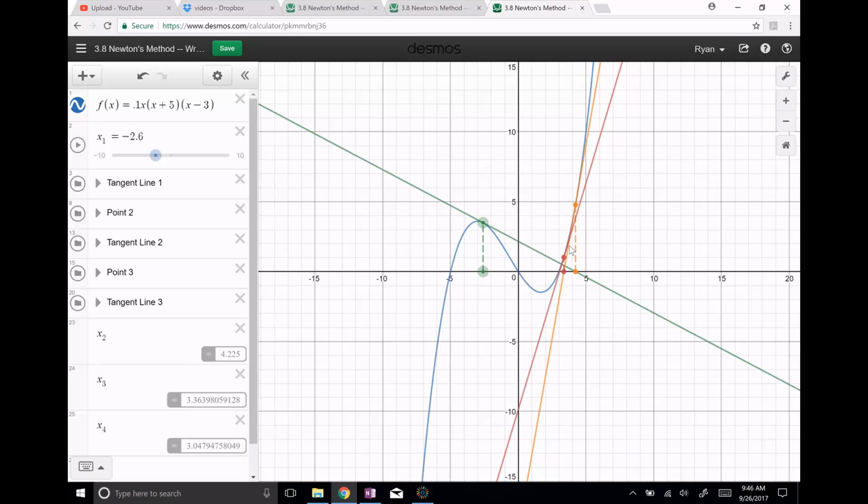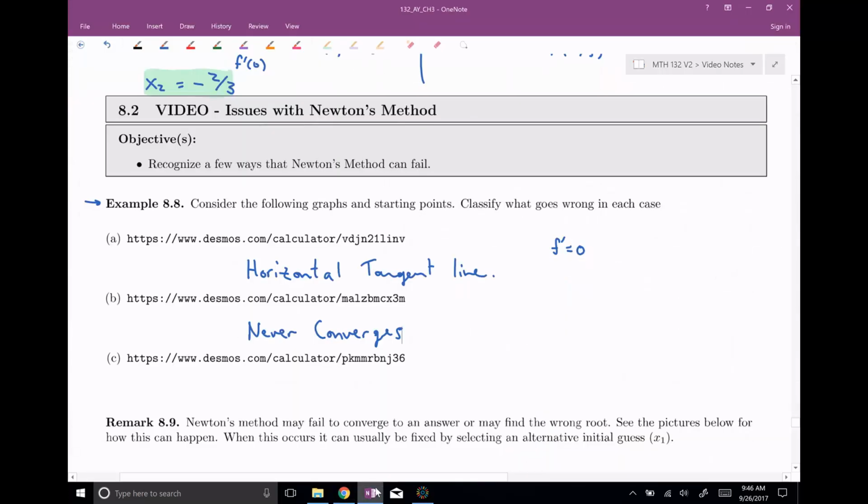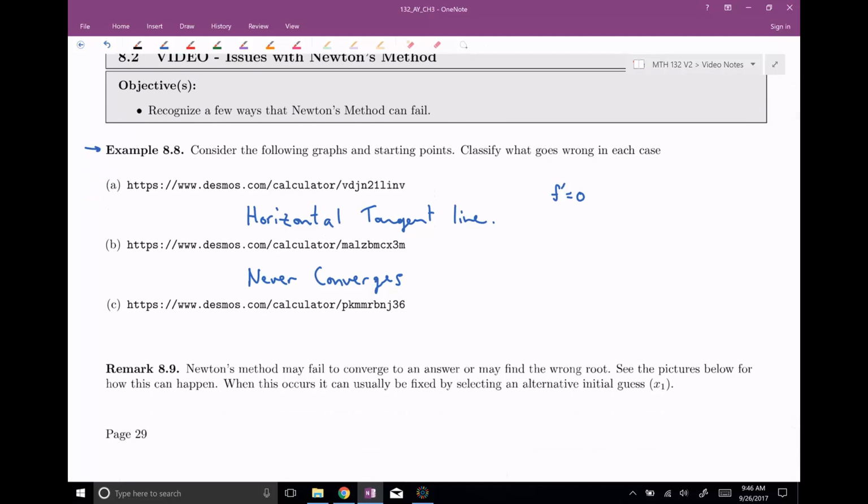So in this case, it's converging to a farther away root that maybe we didn't care about or didn't want to find. So sometimes Newton's method converges to the wrong root. And so that's the final thing that can go wrong with this. It unexpectedly converges to the wrong root.